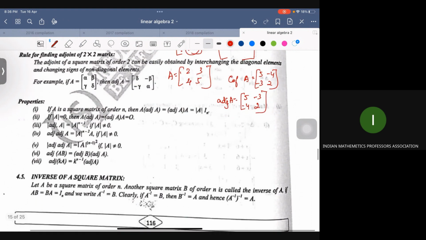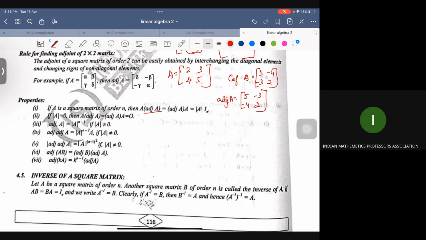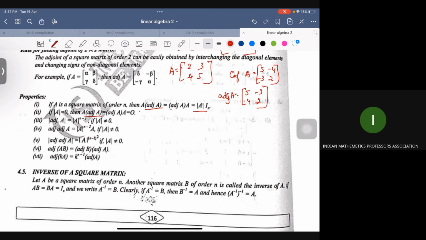If A is a square matrix, then A into adjoint of A is equal to adjoint of A into A, which is nothing but determinant of A into the identity matrix. If determinant of A is 0, then A into adjoint A will be a zero matrix. Determinant of adjoint A is determinant of A power n minus 1 if determinant of A is non-zero. Adjoint of adjoint A is determinant of A power n minus 2 into A. You can prove all these properties. Determinant of adjoint of A is determinant of A whole power n minus 1. Adjoint of AB is adjoint of B into adjoint of A. Adjoint of KA is K power n minus 1 into adjoint of A.